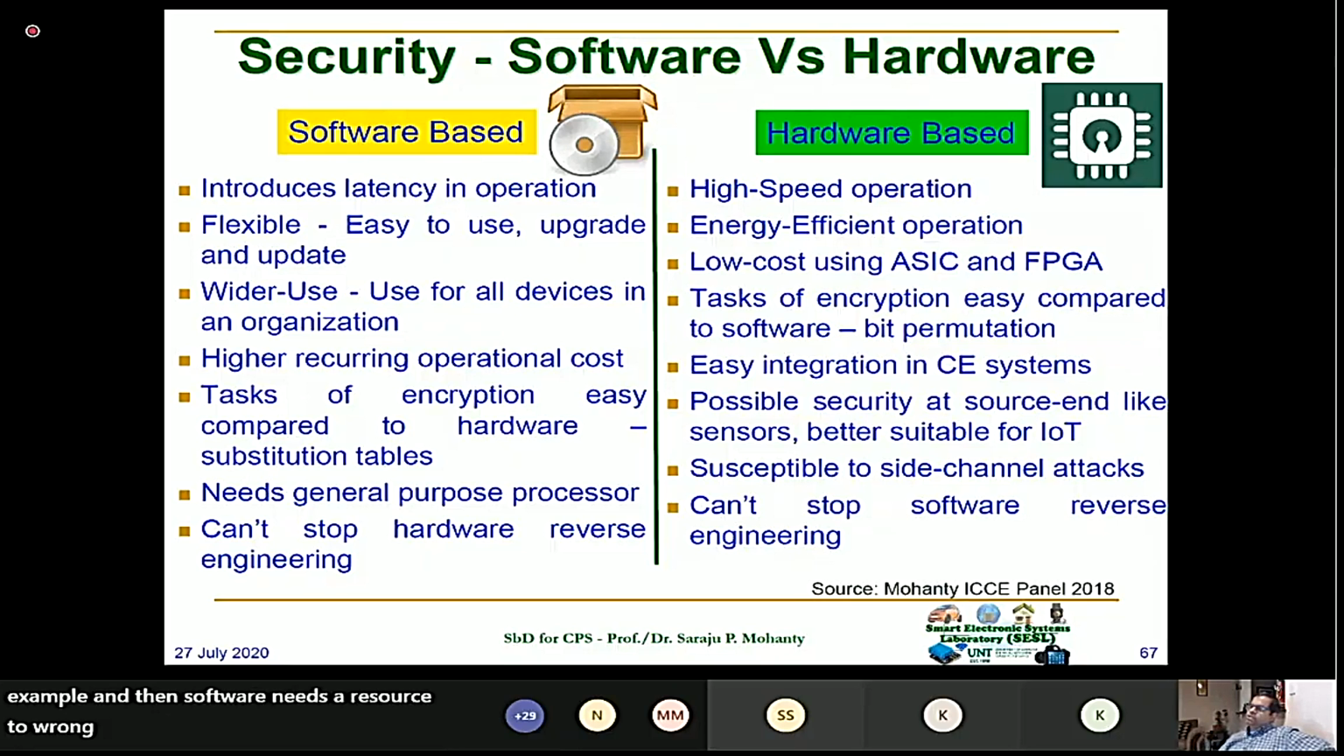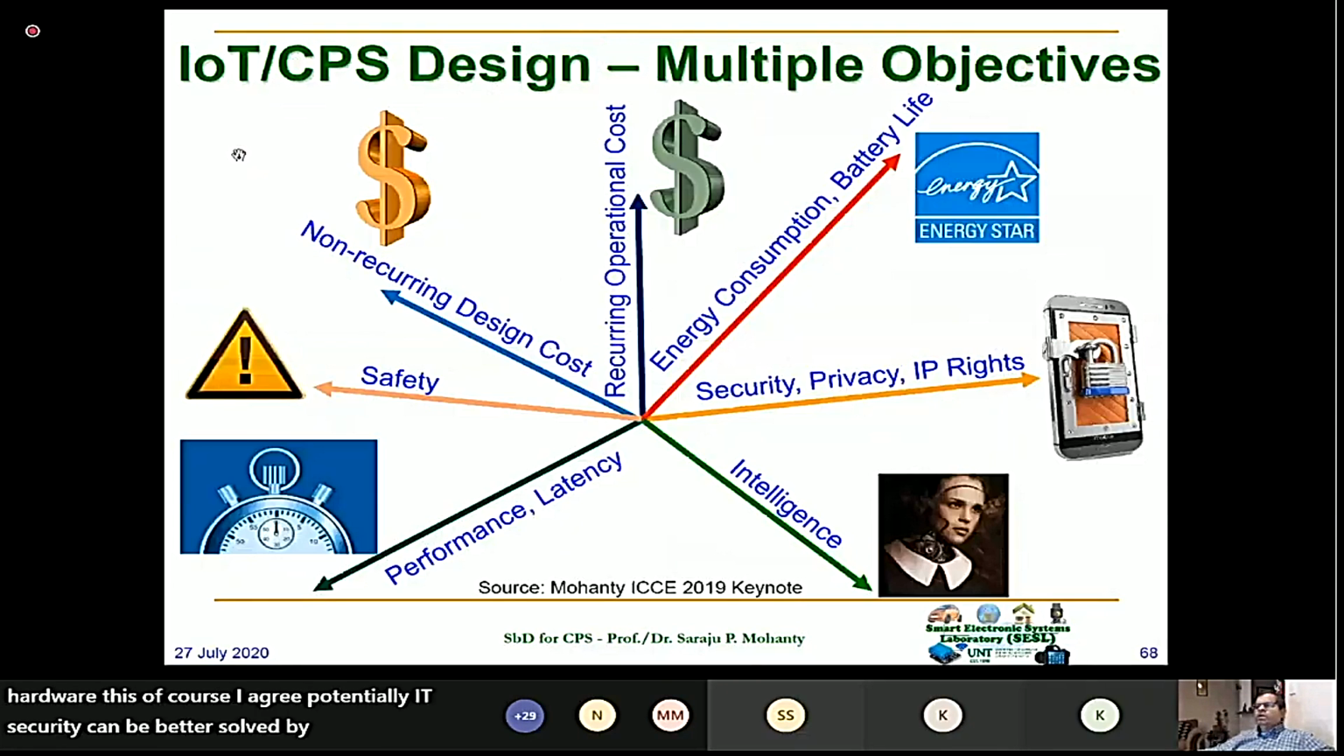You cannot have software security in a pacemaker or similar devices which do not have computational capability at all. Okay, or an insulin pump. So you cannot do IoT security with software-based solutions only. So IoT security has more potential for hardware-based solutions. So of course, I agree. Potentially, IT security can be better solved by software-based approaches.